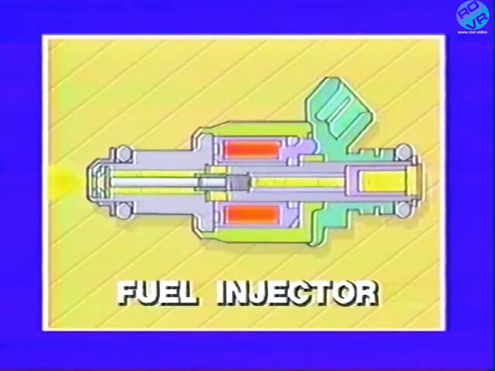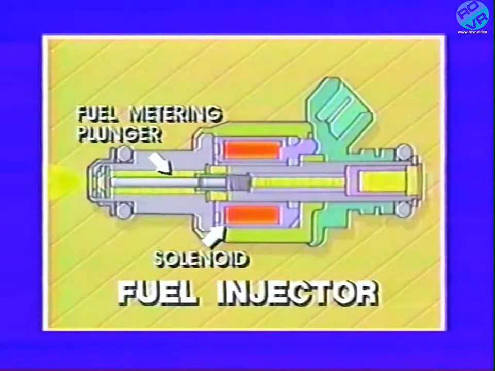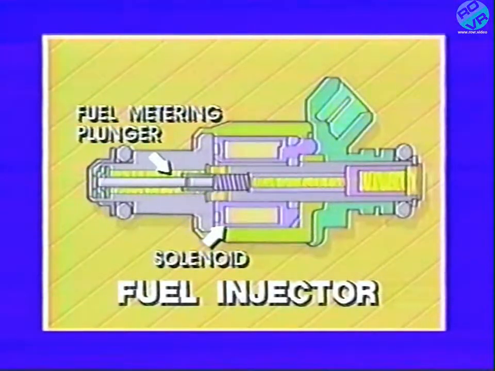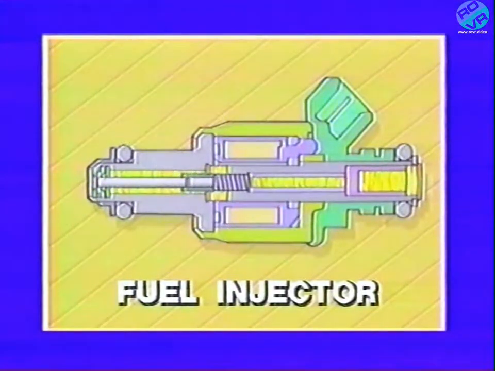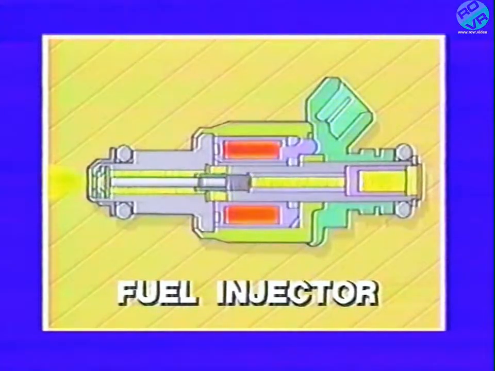MPI injectors are electronically activated solenoid assemblies. When energized, these solenoids pull the fuel metering plunger from its seat, allowing pressurized fuel to spray through the opening into the intake manifold. Injector pulse width is simply the length of time the injector is held open.